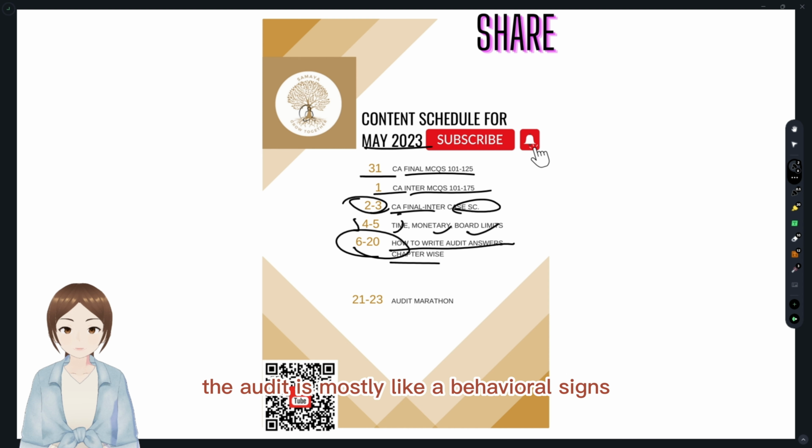Audit is mostly like a behavioral science: how the auditor has to respond and how the management has to perform its responsibility. It all has to do with that, and a few applicabilities that we have to remember. That happens in every chapter, every subject or paper. Audit has that too, and we are going to figure out how to frame and write the audit answers with minimal effort.